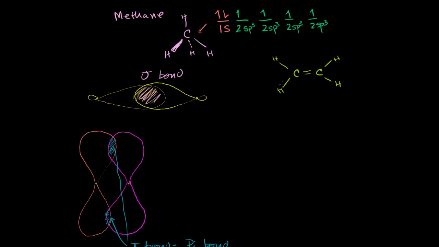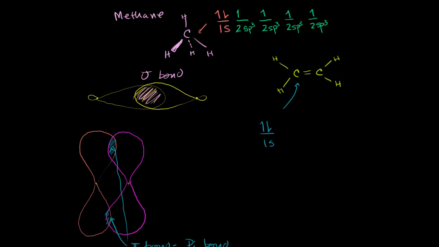When you're dealing with the carbons in ethene, remember, eth is for two carbons, and ene, because we're dealing with an alkene, we have a double bond here. In this situation, the carbon's electron configuration, when they bond in ethene, looks more like this. So you have your 1s, and the 1s orbital is still completely full. It has two electrons in it.